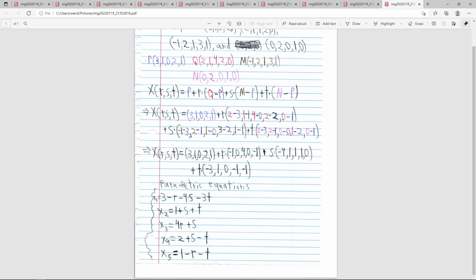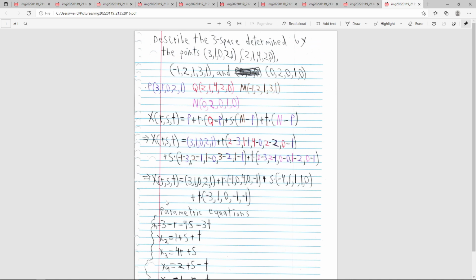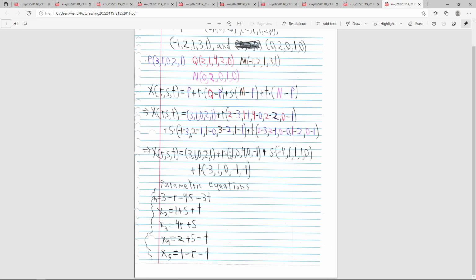The parametric equations become then, x of r, s, t equal to this thing with all the parameters times the points, with five things in each, a 5-coordinate system basically. So the parametric equations are x1 equals 3 minus r, because negative 1 times r, minus 4s minus 3t. And same thing for each of these. That's the best way to describe it: give the plane equation, the 3-space, and the parametric equations is enough to describe it, generally speaking.